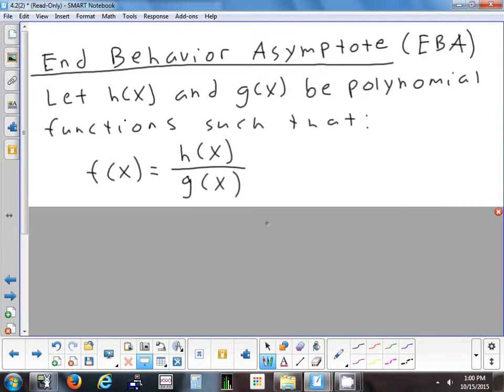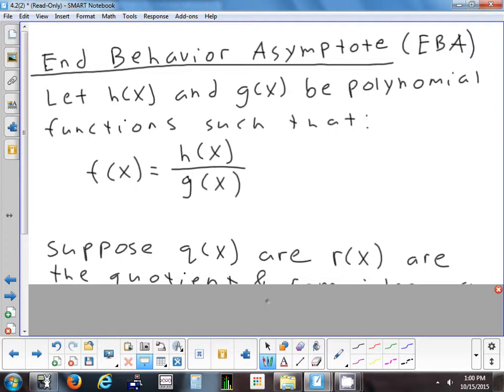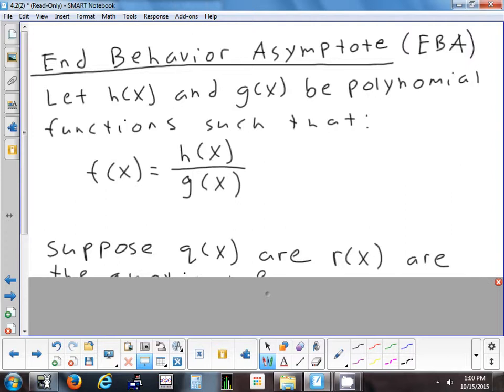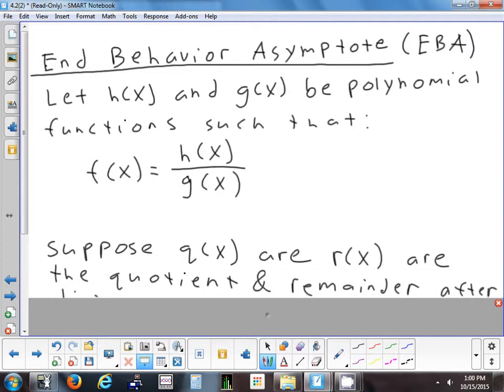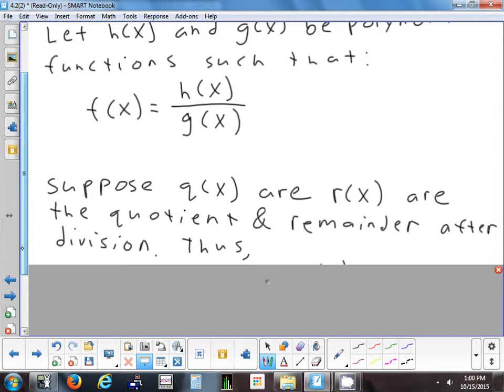Right, so suppose we had two polynomials, h of x and g of x, as a rational function. And if we divide these two things out using long division, we're going to get a quotient and a remainder. It's possible the remainder could be 0. It could go in evenly. Maybe not. Doesn't really matter. But the point is, when you divide these, you're going to get a quotient and a remainder. Okay, q of x is my quotient. r of x is my remainder.